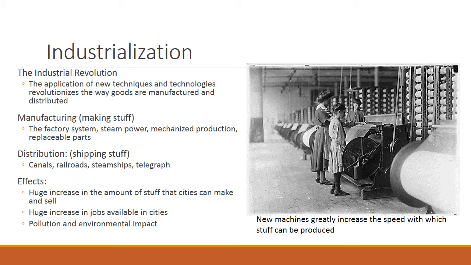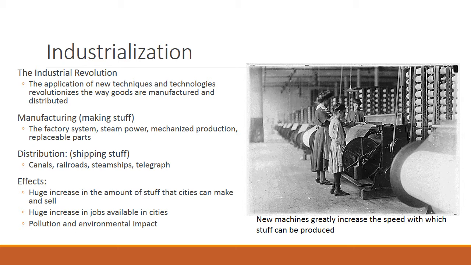So in manufacturing, the process of making stuff, we see breakthroughs including the factory system, steam power, mechanized production, and replaceable parts. We're going to talk more about that tomorrow. And in terms of distribution, that is shipping stuff, we see the spread of canals, railroads, steamships, and also the telegraph, which is really important because it allows people to order stuff and communicate with people who might want to buy stuff who are far away.